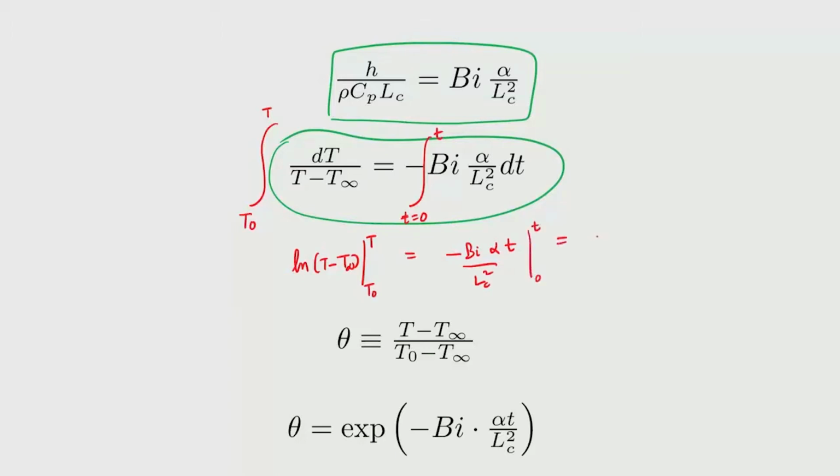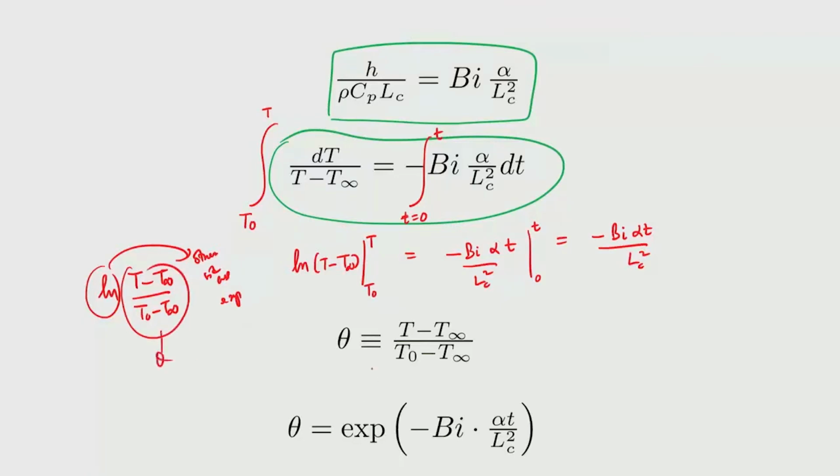So, that of course becomes nothing but minus Bi alpha t by Lc square, and on the left hand side you have a ratio, and then the ratios we can flip them to have the way we want. So, we see that on the left hand side we have got logarithm of (T minus T infinity) by (T naught minus T infinity). So, the logarithm can then be taken to the other side as exponential. So, that is what we have done here, and we have defined this entire thing as theta.